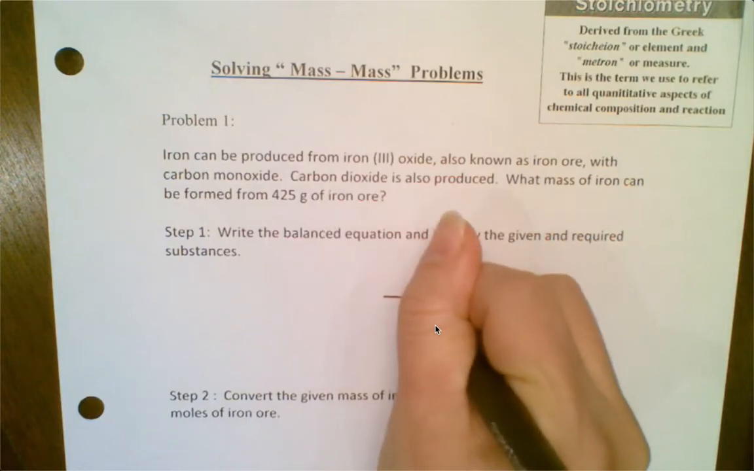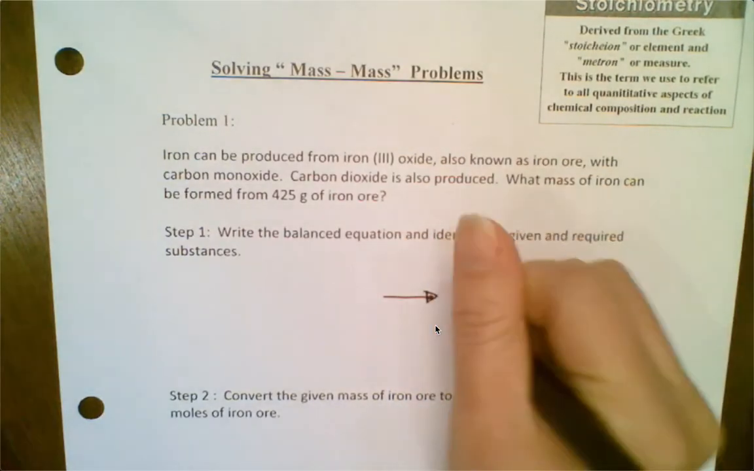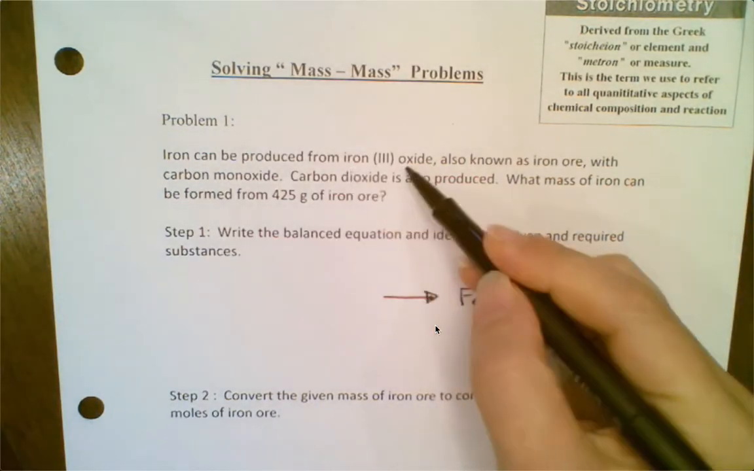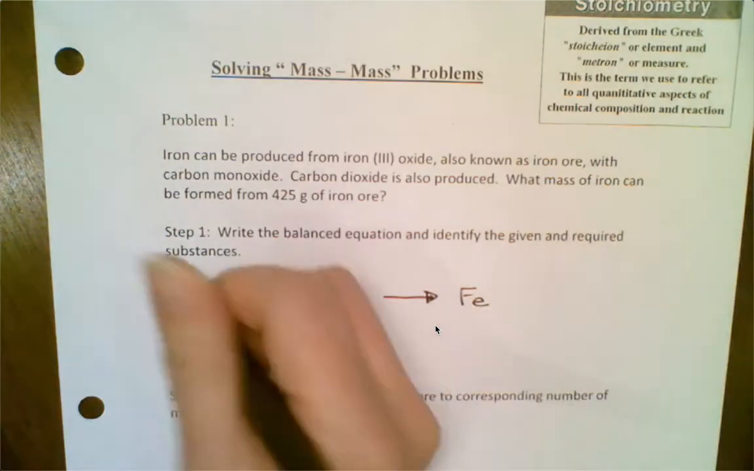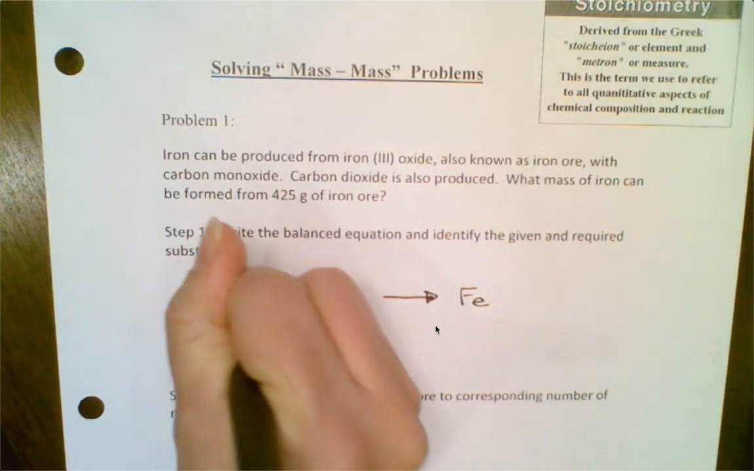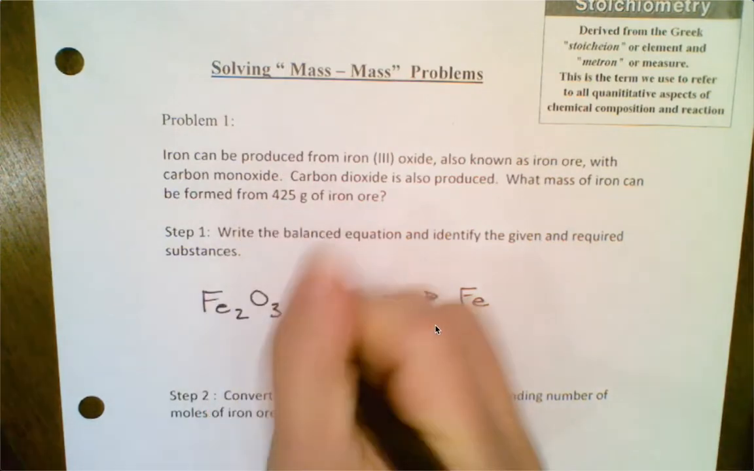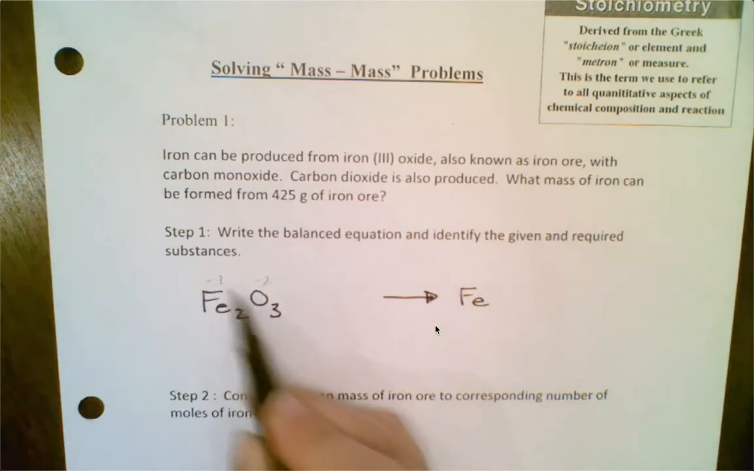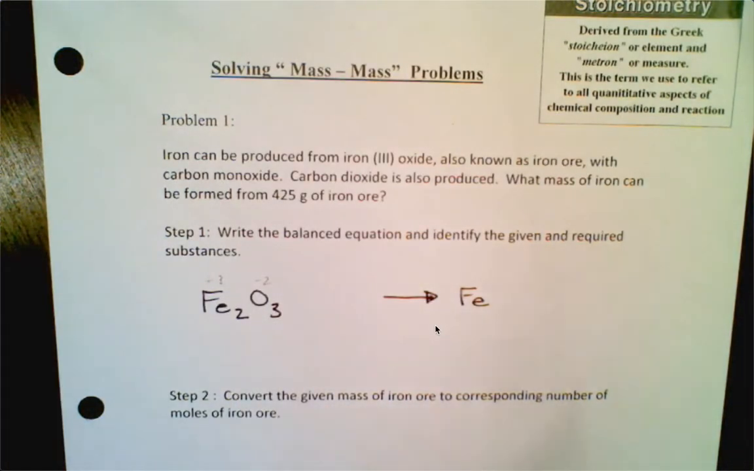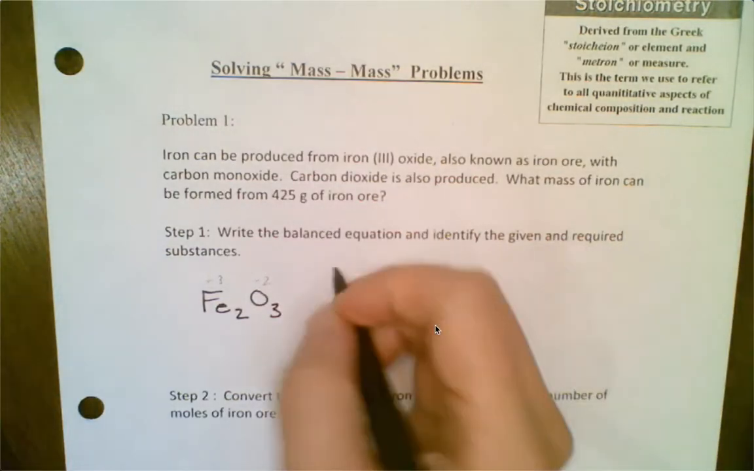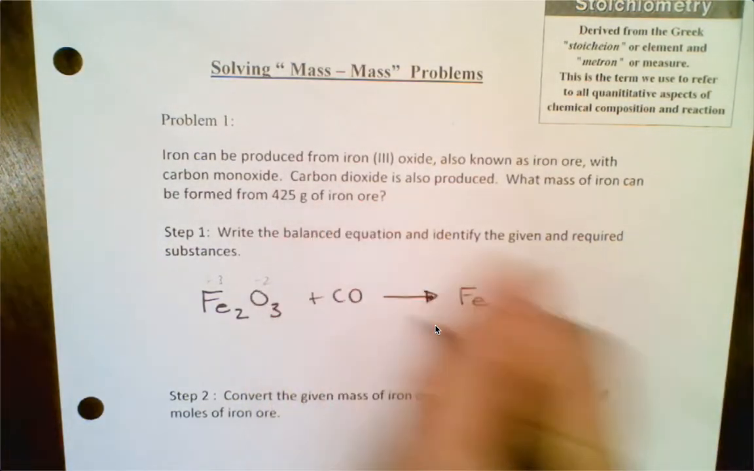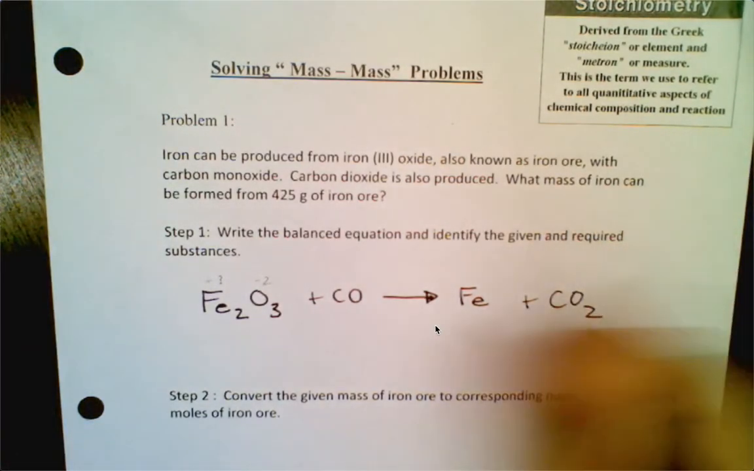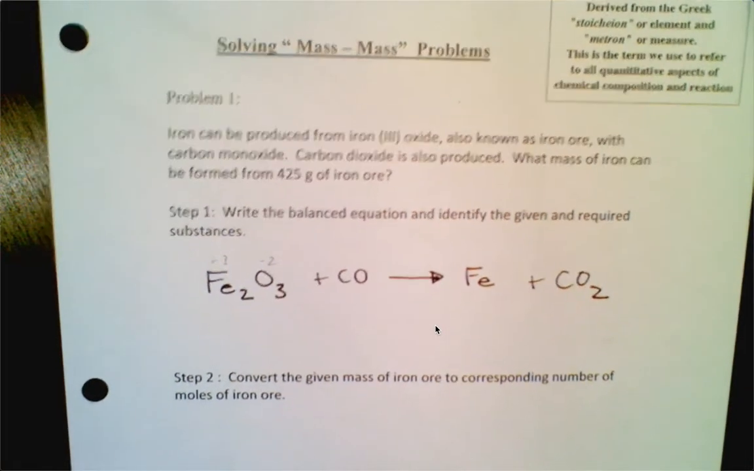So we know that that will be on the right side of our yield sign, our arrow, and so I will write down iron. It's saying that it's being produced from iron 3 oxide. The formula for iron 3 oxide is Fe2O3. I know that I'm to pick a valence of 3 for iron. Oxygen is a -2. When I crisscross, that is my formula. And they're saying that it is reacting with carbon monoxide. Carbon dioxide is also produced. And it looks like we have our reactants and our products.